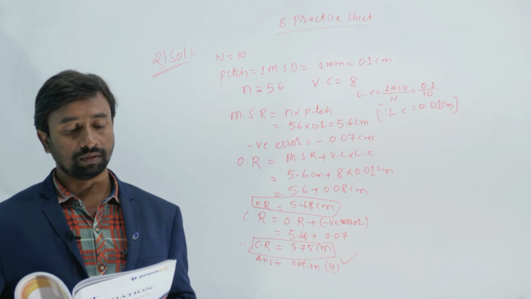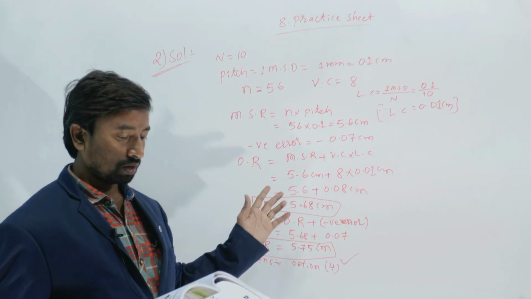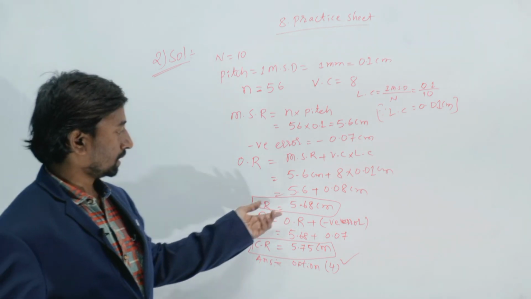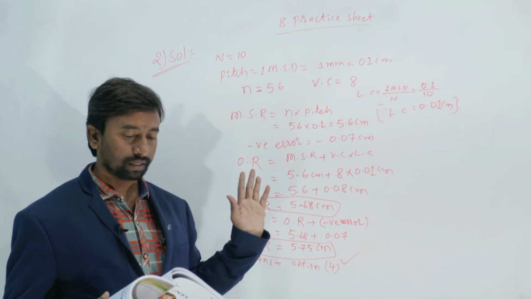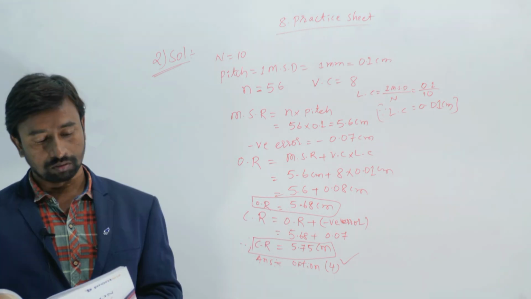Here there is no error given there. Simply we should find out the observed reading. We should find out up to here only. So the answer is, we will get here 5.68. That is the answer for the same values given in the previous problem. So up to the observed reading we need to find out there.